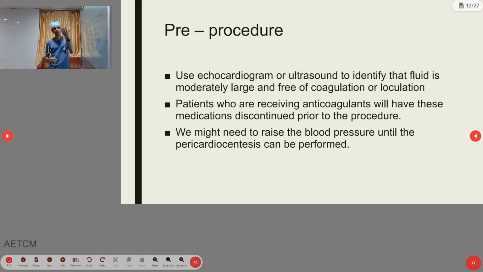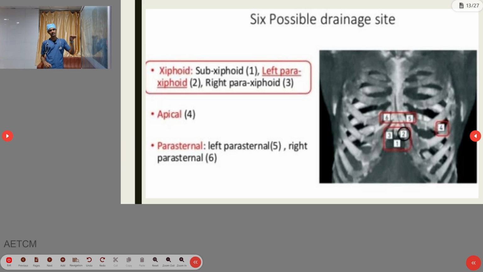Diffuse effusion means the effusion collects in a diffuse manner, spreading all over the pericardial area. Localized effusion means it collects in a pouch, in a localized area. Before that, we have to check all the vitals. These are the common possible drainage sites: we approach the subxiphoid, apical, or parasternal area.